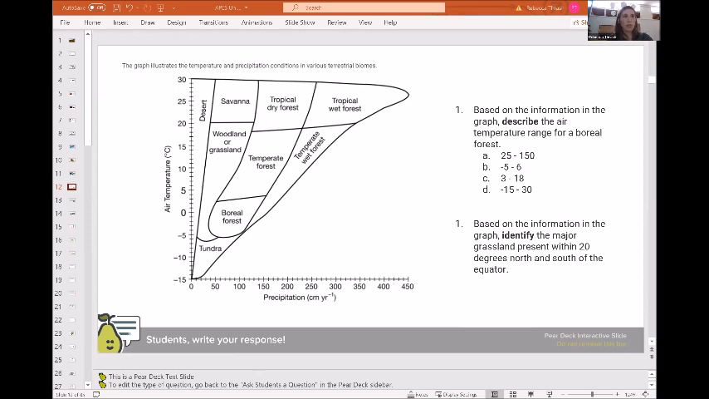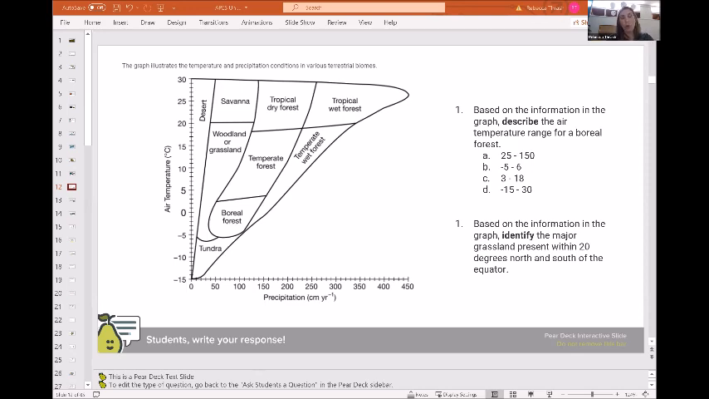All right, give you guys a few more seconds to get your answers in. All right, yeah, I think most of you guys are doing well on this, picking up on what you need to get from this graph.